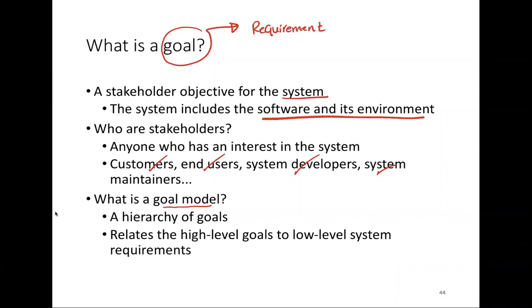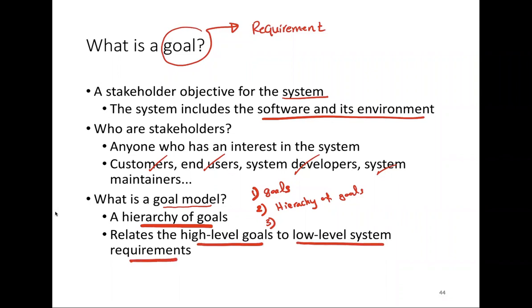So as I said, goal modeling is another way of eliciting requirements in a better visualization platform in which it's easy for us to gather requirements and immediately build a goal model for the requirement. The goal model is a hierarchy of goals. So you have to list the set of goals and then build the hierarchy of goals, and then relate the high-level goals to the low-level system requirements. In this way, it's easy for you to visualize the requirements.